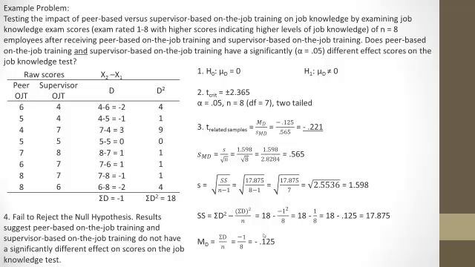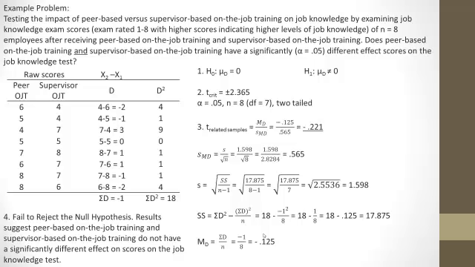Next example. So that first example was a repeated measures design where we only manipulated one level of the independent variable, and we measured their dependent variable before and after. Well, now we're going to do an example where maybe we don't just want to look at on-the-job training by itself, but we want to see if on-the-job training coming from a peer versus coming from a supervisor has a different effect on job knowledge.